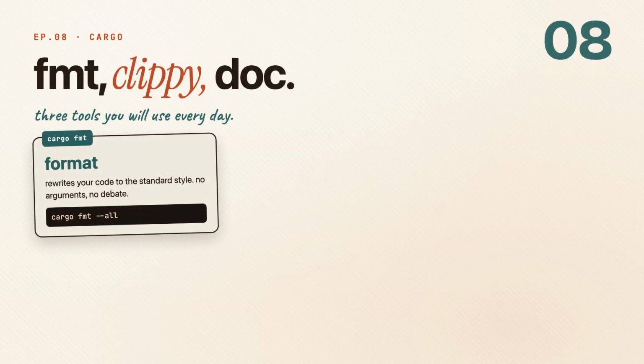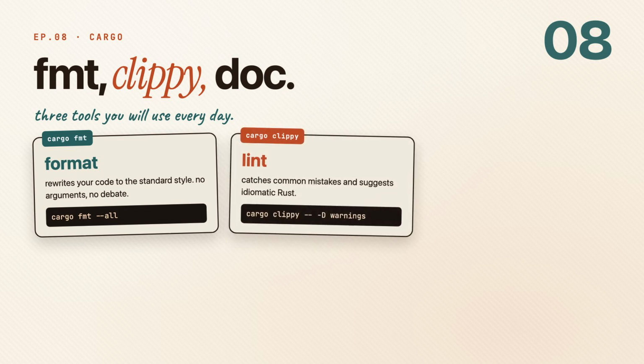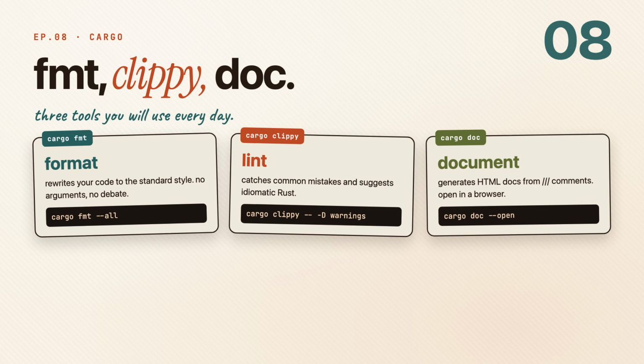Cargo fmt rewrites your code to the standard style. It's like no argument, no debate. Cargo clippy is the idiomatic linter. It catches things the compiler won't. Cargo doc builds HTML documentation from the /// comments in your code. Cargo doc open launches it in the browser. And when you're ready to share, cargo publish sends your crate to crates.io. Use semver so you don't break your users. So that's mostly it.